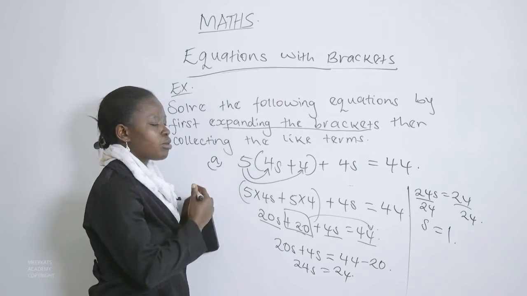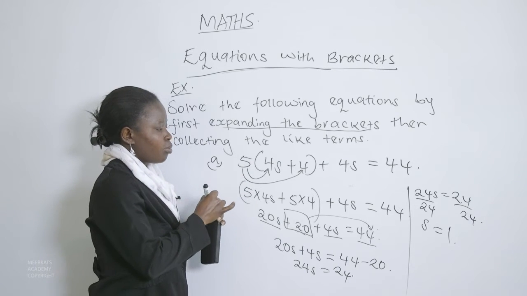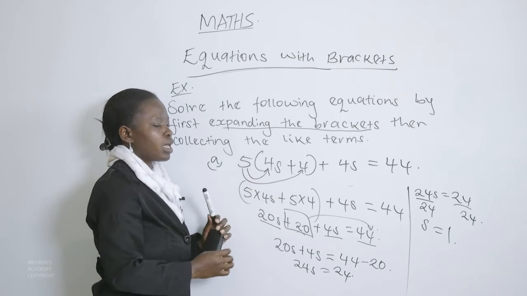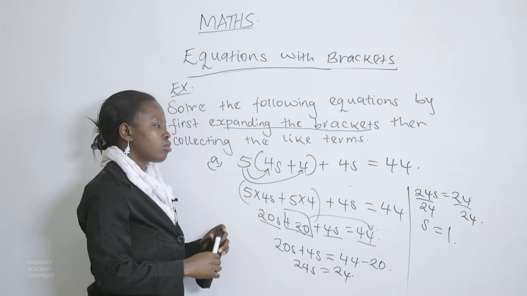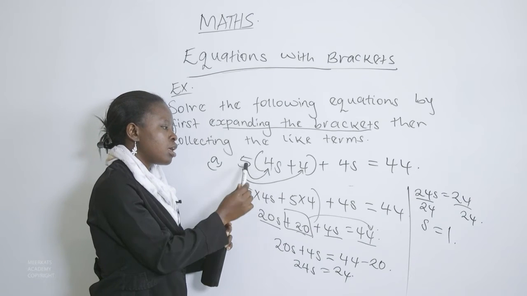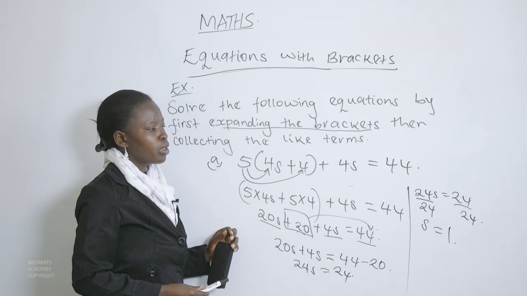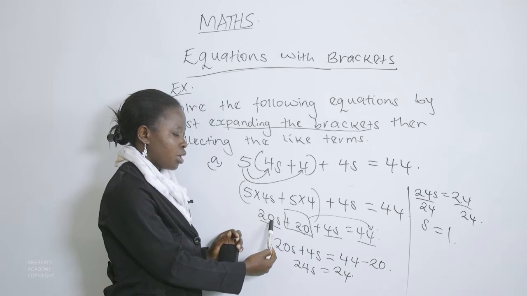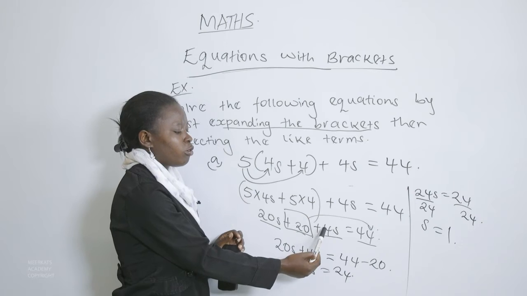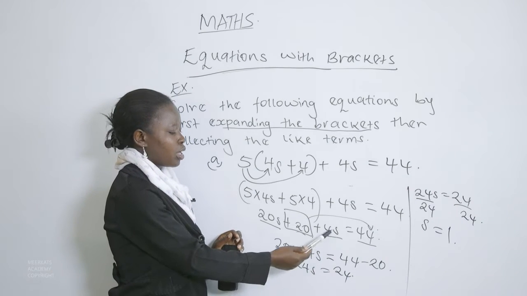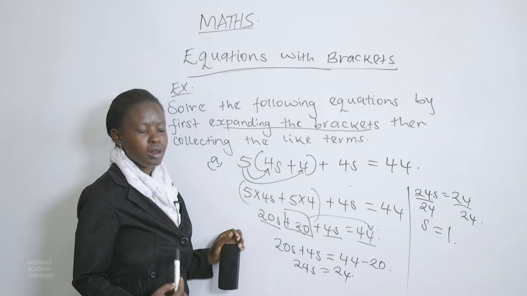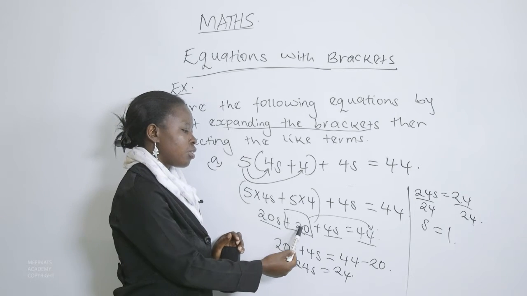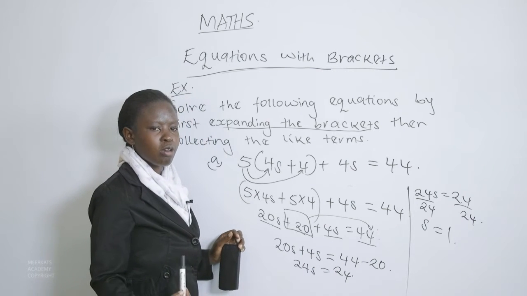So first, we start by expanding this. 5 will multiply everything inside the bracket, so that we have 5 times 4s and 5 times 4. Then collecting like terms, the pronumeral on the 20 is s, and the pronumeral on the 4 is s. So the terms with the same pronumerals are like terms. So 20s and 4s are like terms. Then 20 and 44 are also like terms.